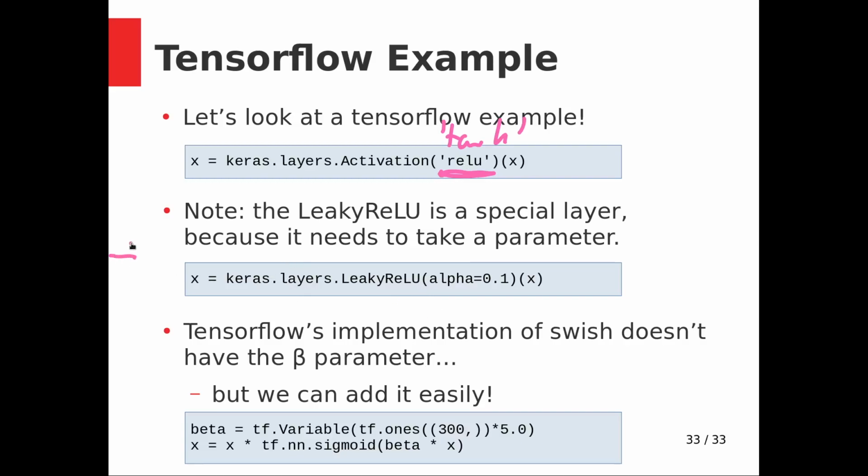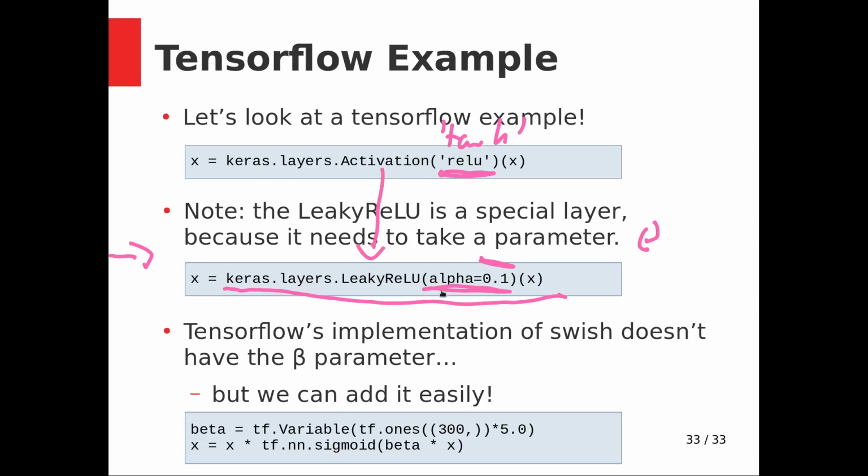So if you want to use the LeakyReLU, it's kind of a special case. Because it needs to take a parameter, it's an actual object that you have to construct. It's treated as a layer all on its own. It is the keras.layers.LeakyReLU, and it takes alpha as an optional parameter, and here I'm using alpha of 1, right? So instead of activation, LeakyReLU.